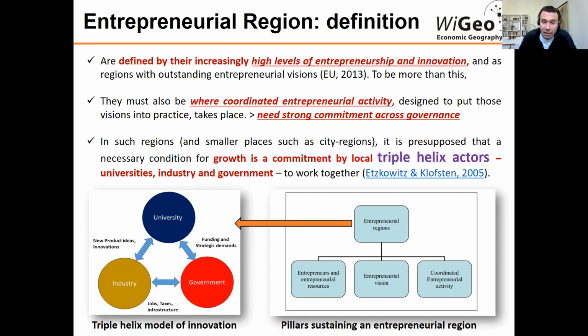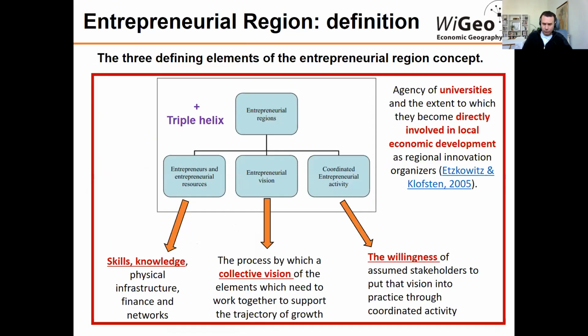Another fundamental element that is not integrated directly in this framework is the role of the triple helix actors. These triple helix actors are, again, the government, the public entities, but also universities and the industry. And the examples of the previous lecture, I believe they help to underline the knowledge flows that are necessary to pave the way for an entrepreneurial region to emerge.